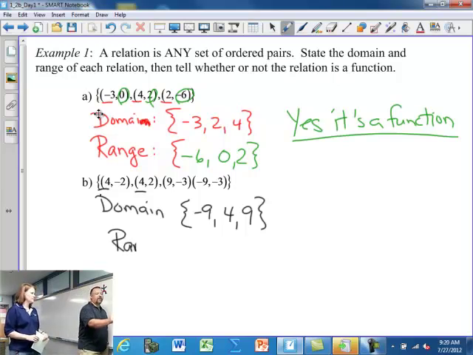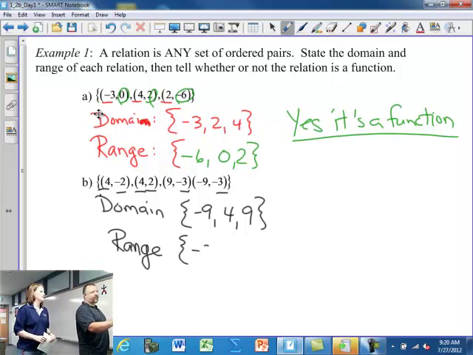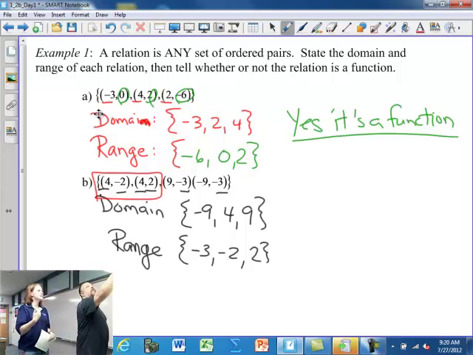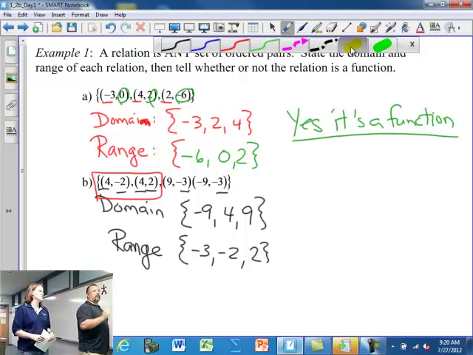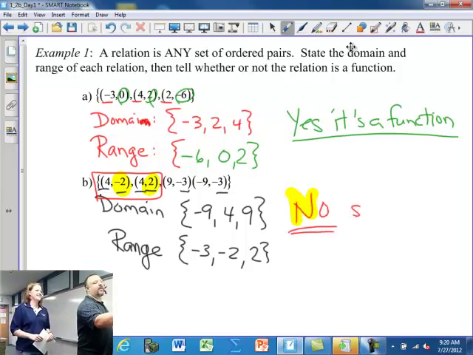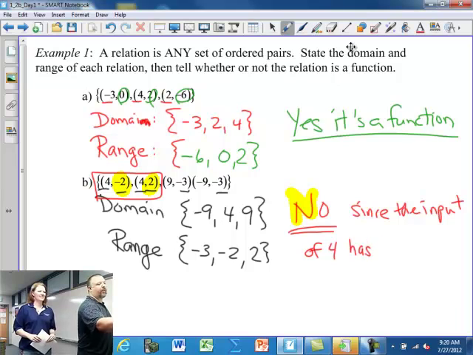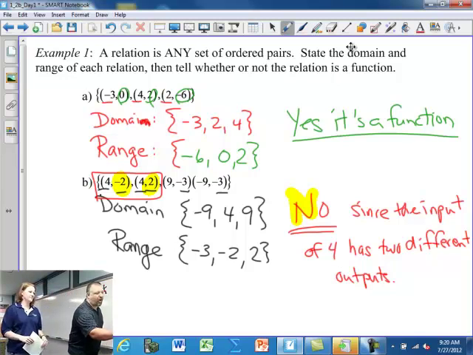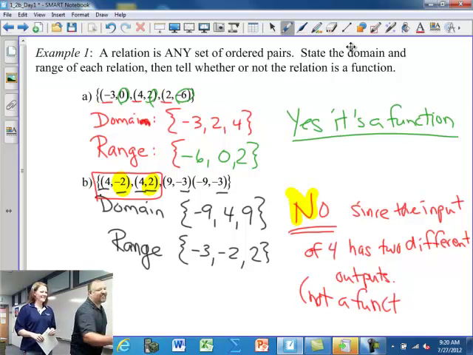The range is all the outputs, the y values. We have a -2, a 2, a -3, and another -3. So again, -3 first, then -2, 2, and we don't have to duplicate. Is this a function? No. Why not? Because for the input 4, the ordered pairs that start with a 4 have two different y values. So we write no, since the input of 4 has two different outputs. Even better if you say not a function, since that works too. Not a function.